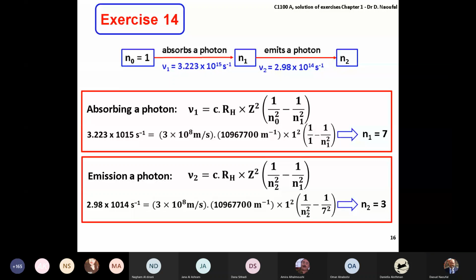So by other words, when the electron in hydrogen is at level 1, it absorbs mu1 equals 3.223 10 to the power 15, it passed to level 7. Then the electron returns from 7 to 3 by emission of energy of frequency mu2 equal 2.98 10 to the power 14 second minus 1. So the answer is C.